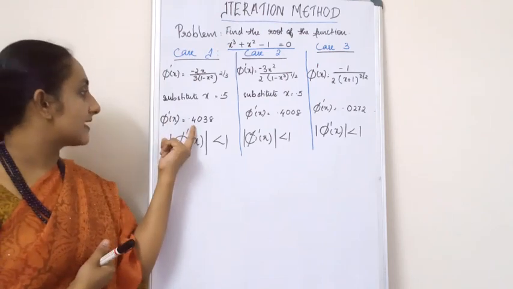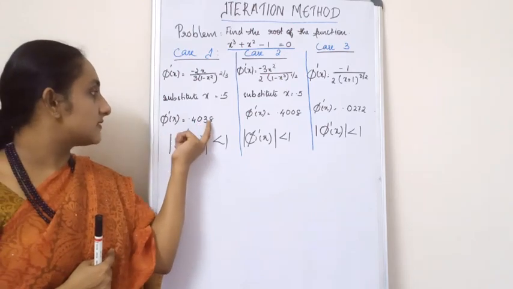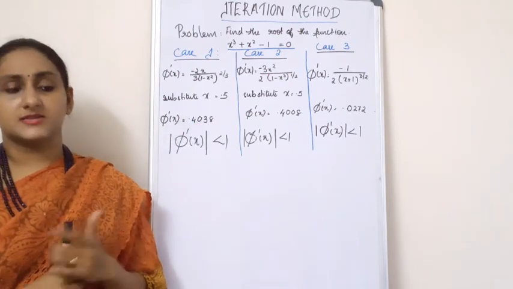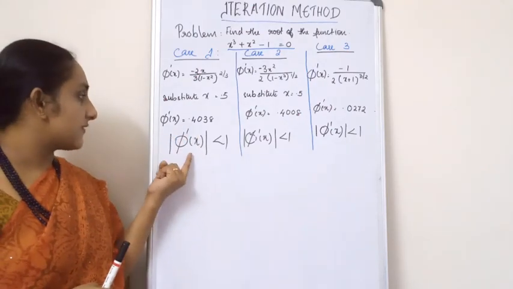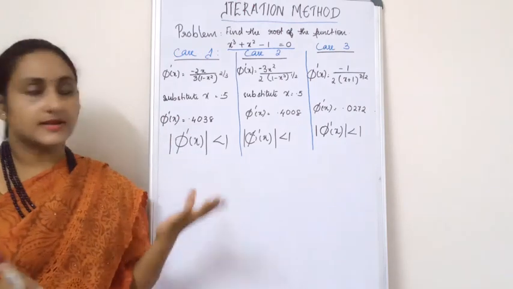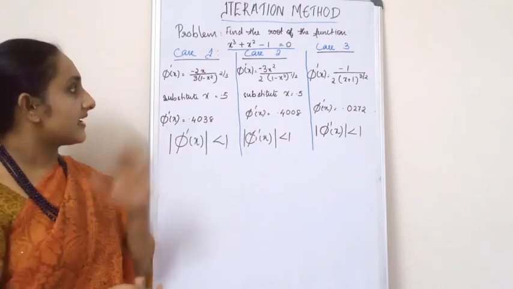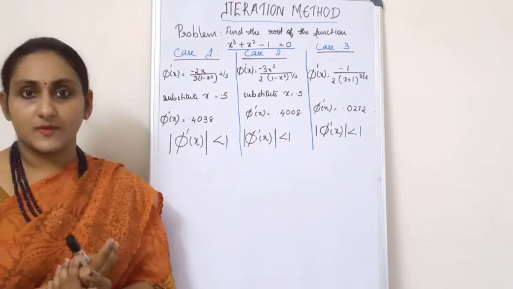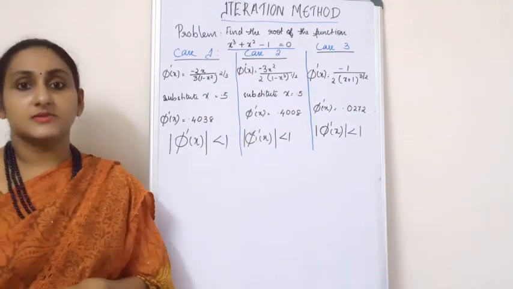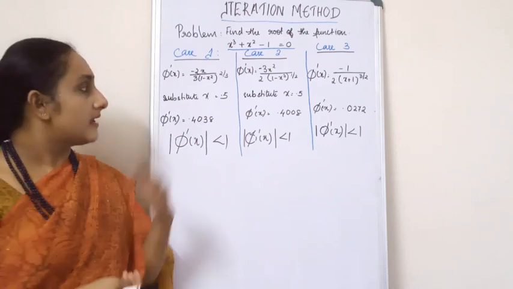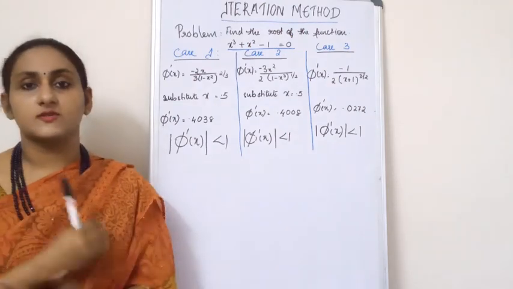In the first case, when you substitute 0.5 you will get phi dash of x as 0.4038. Now again you had a condition that you will have to check the modulus of phi dash of x should be less than 1. So in this case, when you apply this condition, it is true. That is, the modulus value is less than 1, 0.4038. In the second case also, when you substitute x is equal to 0.5 in this phi dash of x, you will get the value 0.4008, which is again less than 1. In the third case also you will get a value like 0.0272, which is also less than 1.